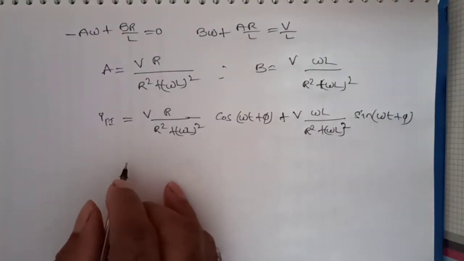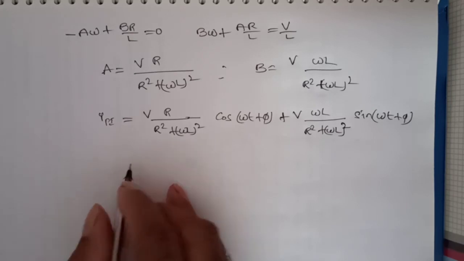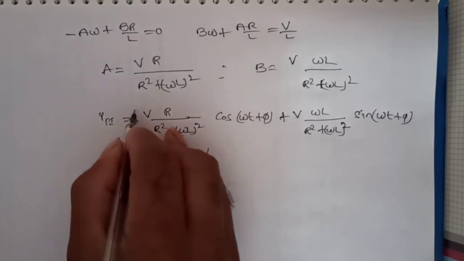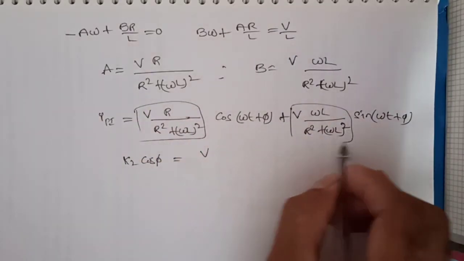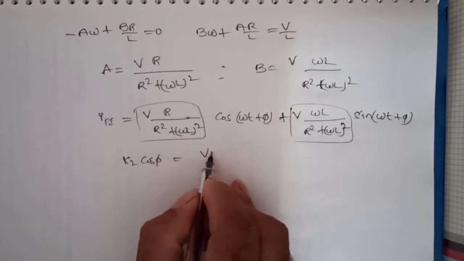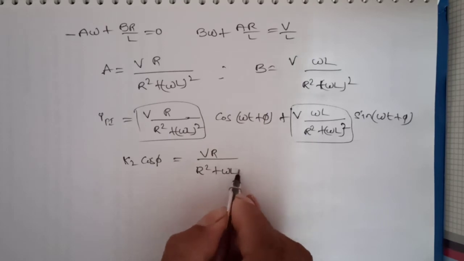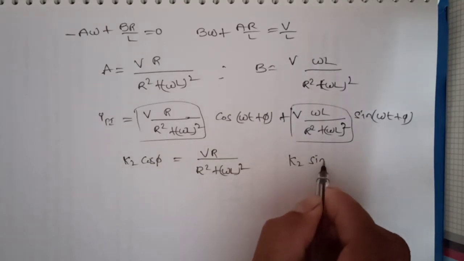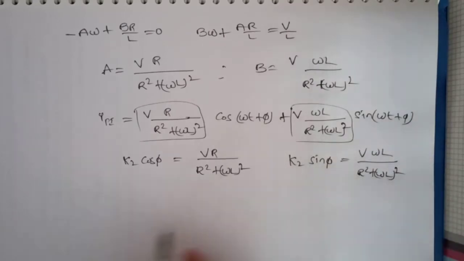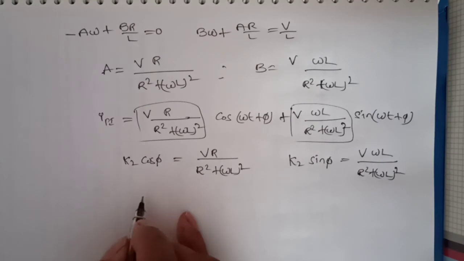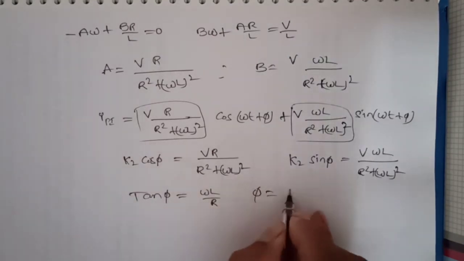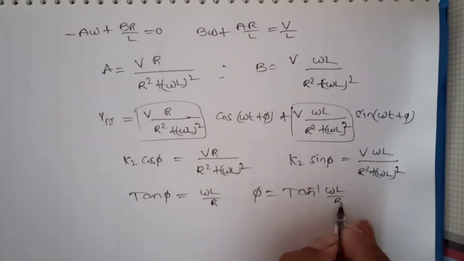So now putting some constants like k2 into cos pi in the place of v into r by r square plus omega l whole square, and k2 into sin pi in the place of v into omega l by r square plus omega l whole square. That's why when you take the ratio, tan pi will become omega l by r, where pi equal to tan inverse omega l by r.